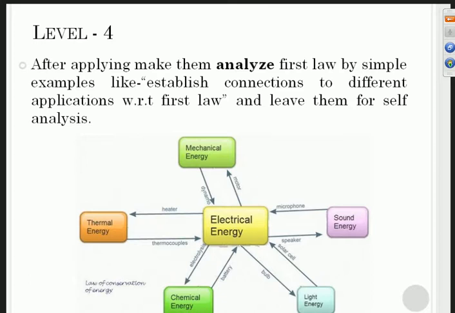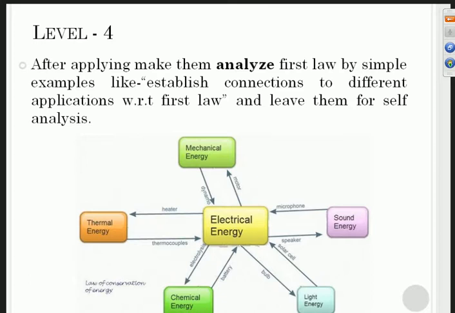What is the connection here between mechanical energy and electrical energy? You will think here. If you would like to convert electrical energy to mechanical energy, you need the support of a motor. If you would like to convert mechanical energy into electrical energy, you need a dynamo. Our statement states that energy can be transformed from one form to another form. First law of thermodynamics: one form to another form. That is mechanical energy, electrical energy.